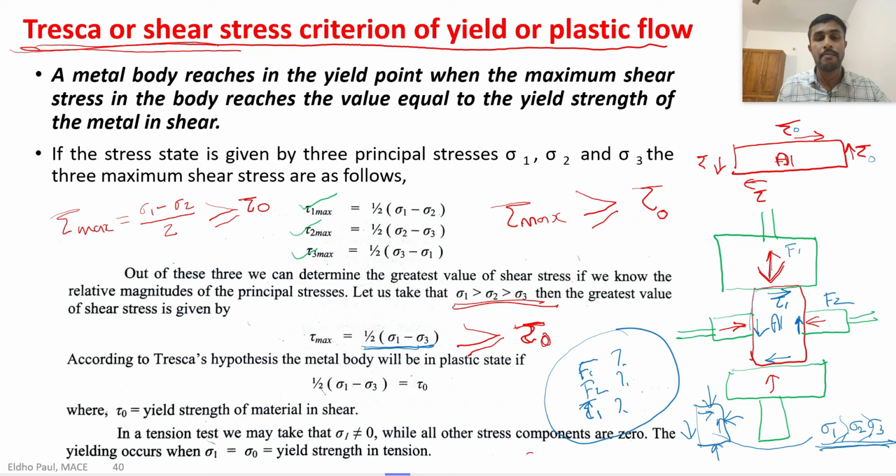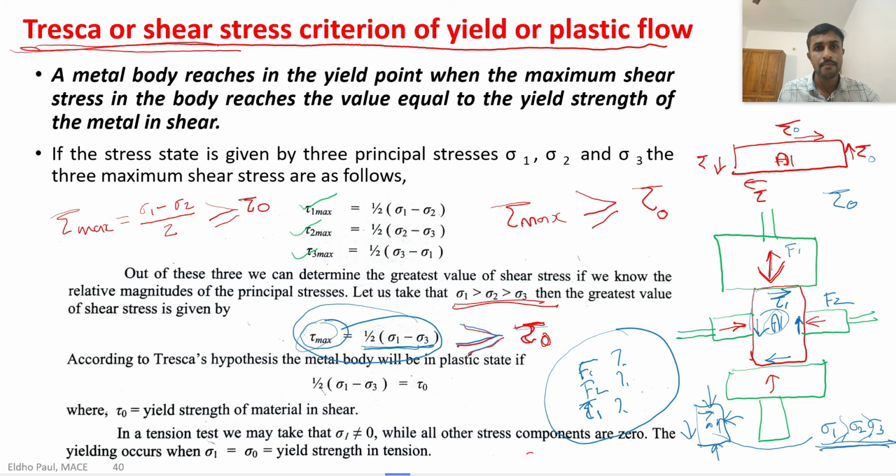Half of sigma 1 minus sigma 3 is the maximum shear stress on this body. Using this formula, we can calculate it. Then, what is the essential condition? For aluminum material, tau 0 is the amount of shear stress required for plastic deformation under pure shear condition. Tau max is equal to half of sigma 1 minus sigma 3, and tau 0 is available from the data book for aluminum material.